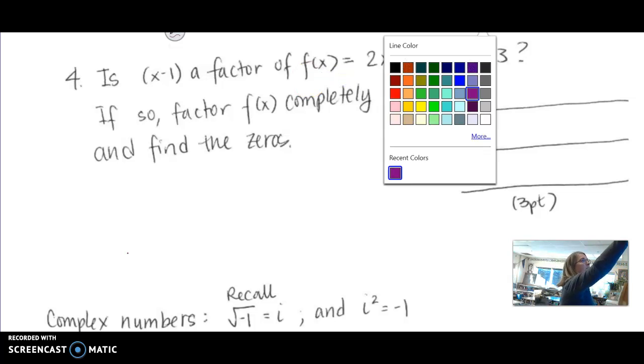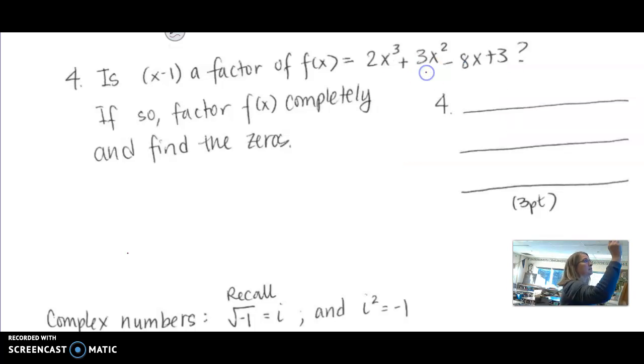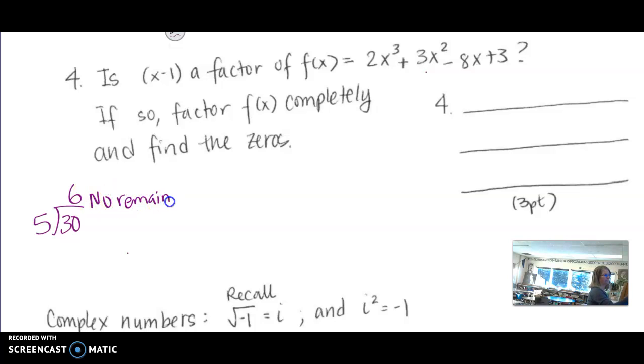So to determine if it is a factor, when you divide a number, like let's say we have 30 divided by 5, we get 6 with no remainder, which means that 5 is a factor of 30. And we also can know that if I have our divisor times the quotient, it equals the dividend. So keep that in mind when we go through this problem.